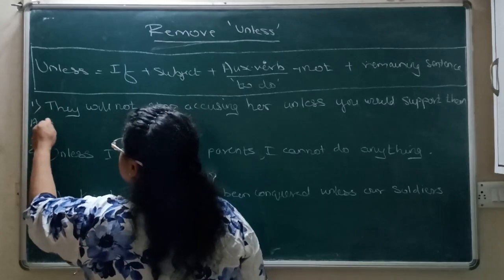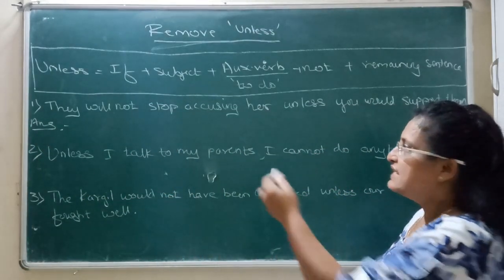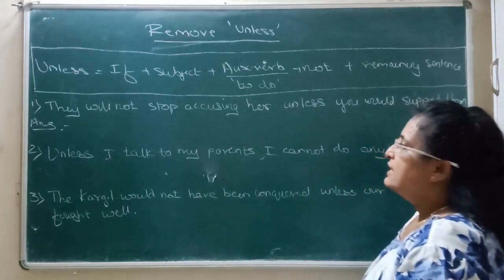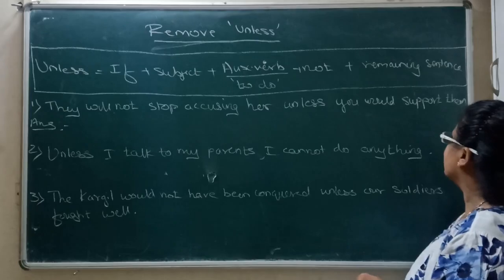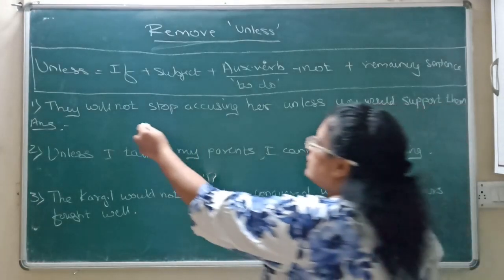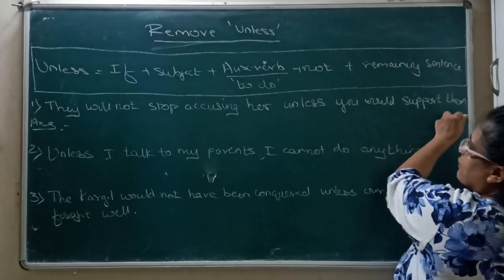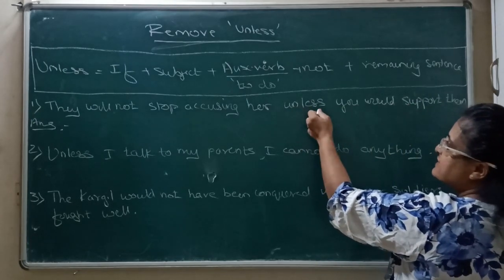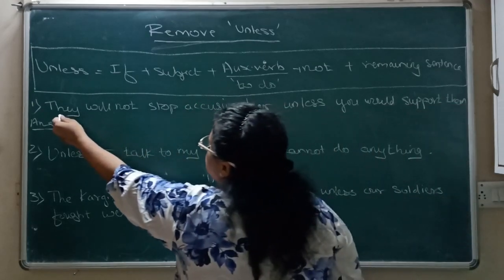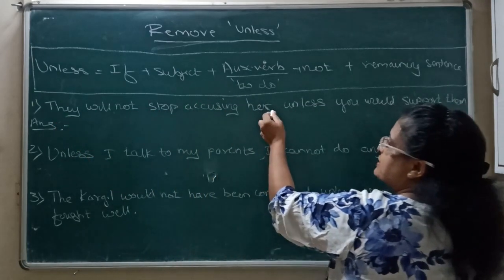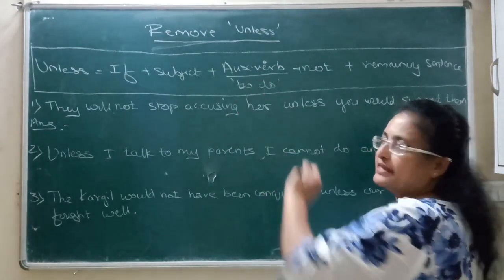Now see, unless can be in the middle of the sentence or in the beginning of the sentence. See the first example: they will not stop accusing her unless you would support them. Here unless is there, so here you have to apply this rule. This part, they will not stop accusing her, you have to write as it is. Where unless is coming, you have to apply the rule.